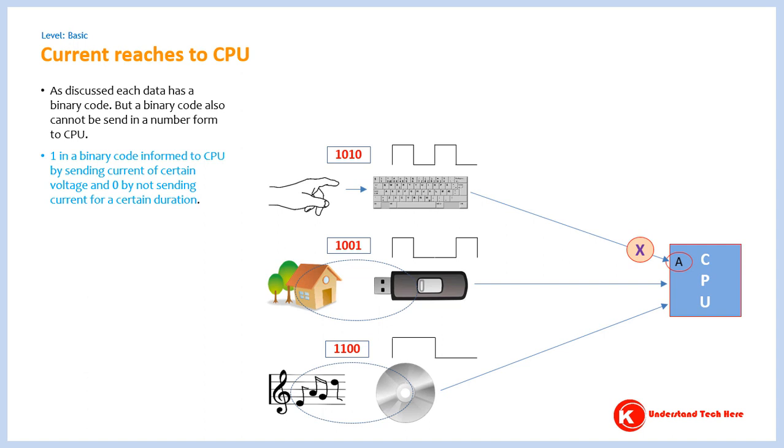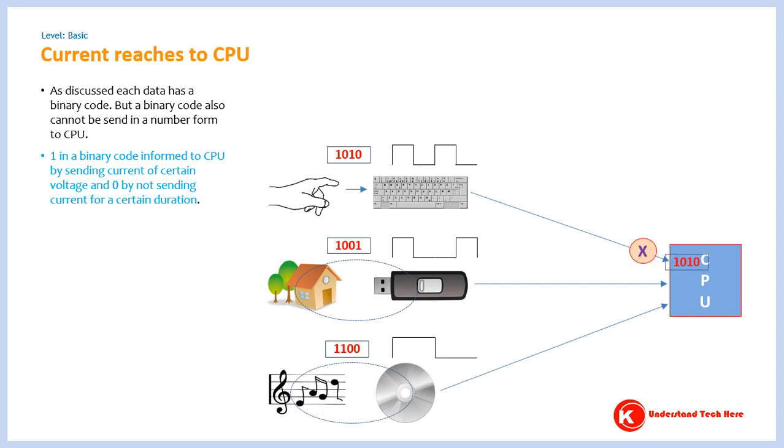We also said each data in a computer has a binary code, and you know, binary code consists of ones and zeros. Let's say binary code of letter A is 1010. But the problem is, ones and zeros in a binary code also cannot travel in the cable. So, this does not happen.